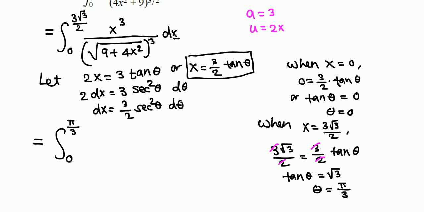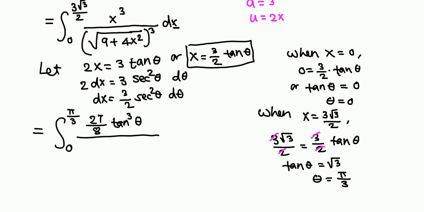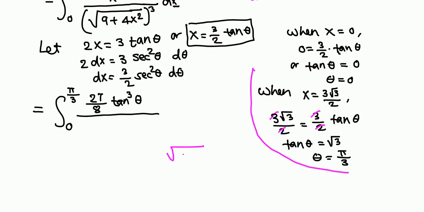On the top we have x cubed. Look at this relation: we assumed x is 3 halves tangent theta, so x cubed means 3 cubed, 27 over 8 tangent cubed theta, over, we have the quantity cubed by the way, and inside 9 plus 4x squared. Let's work on this: the square root of 9 plus 4x squared. So I want to work here.